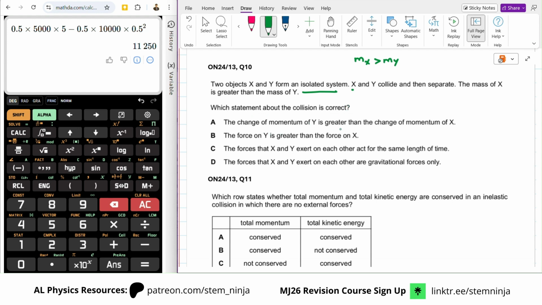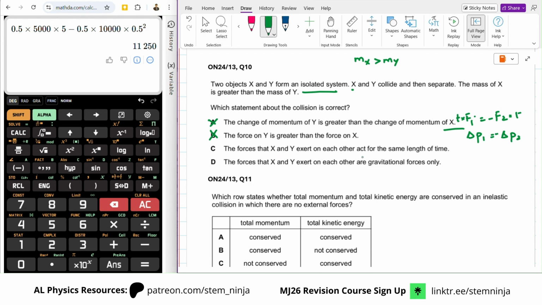The change in momentum of y is greater than the change in momentum of x. No, this is not correct because we saw that F1 is going to be minus F2, which means that for the duration of this time, the change in momentum for object 1 is going to be the same as the change in momentum for object 2, but directed opposite. This is the consequence of Newton's third law. So this is not going to be correct. The force on y is greater than the force on x, definitely the same point over here.